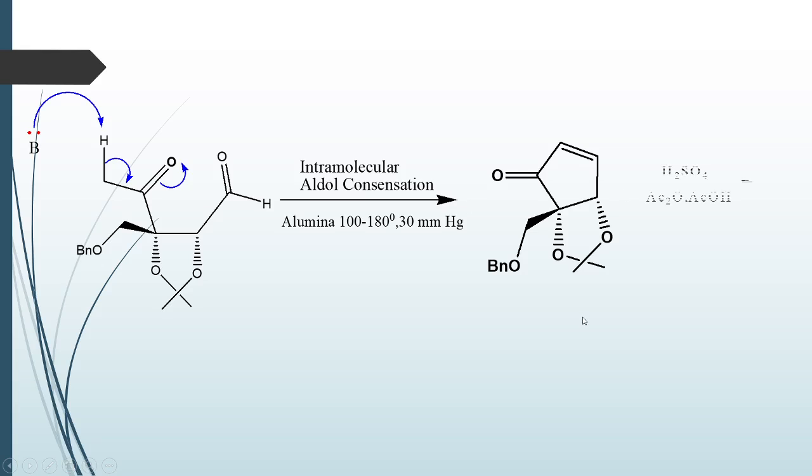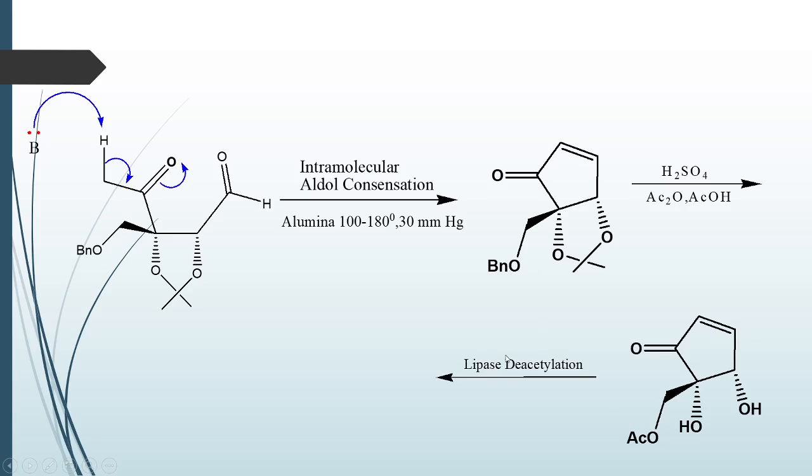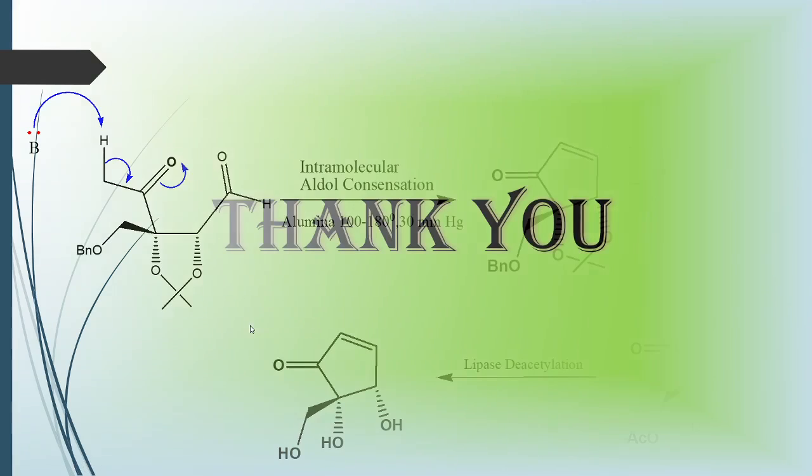intramolecular aldol condensation. Then by using H2SO4 in acetic anhydride, OBn is converted into this OAc group. Then we use lipase deacetylation, and this OAc is converted to this OH moiety. So this is our final product, which is the (-)-pentenomycin. I hope you understand. Thank you for watching.